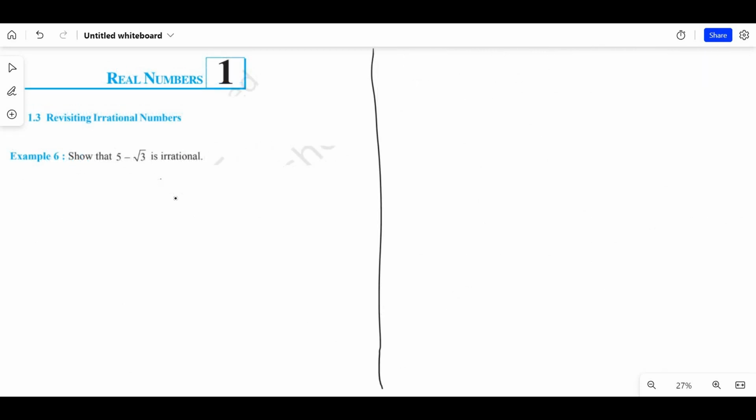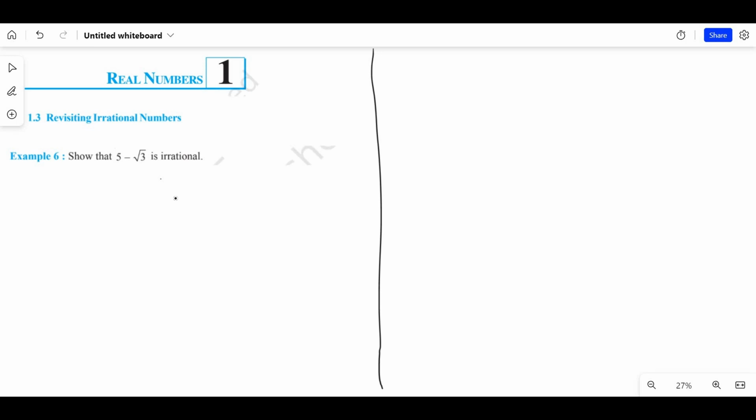Example number 6. Show that 5 minus root 3 is irrational. So we are proving this using the proof by contradiction. So let us assume to the contrary that 5 minus root 3 is a rational number. So we can write it in the form p by q, where p and q are integers and q not equal to 0. Suppose that p and q have only one common factor, that is 1. We are taking them as the co-prime integers. So we can write 5 minus root 3 in the form of p by q.